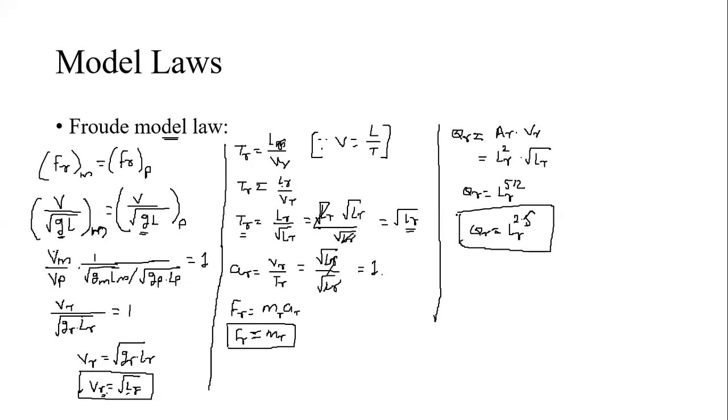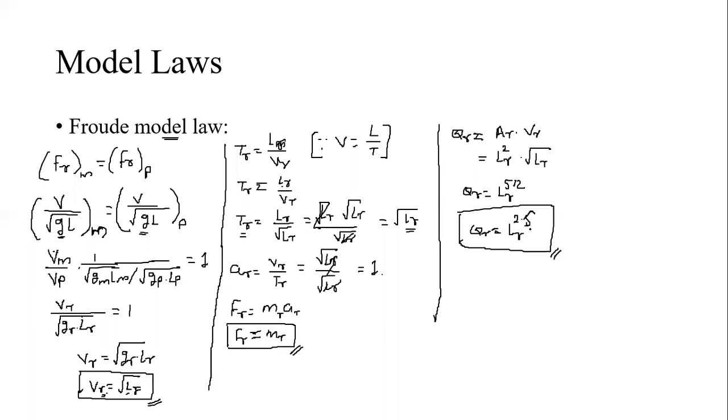It means if you want to design a model based on Froude's law, where the dominating force is gravity, then for velocity we will be required to go for the scale ratio Vr equal to root of Lr. For force, we will be required to adopt the scale ratio Fr equal to Mr, and for discharge, we will be required to go for the scale ratio Qr equal to Lr raised to 2.5.